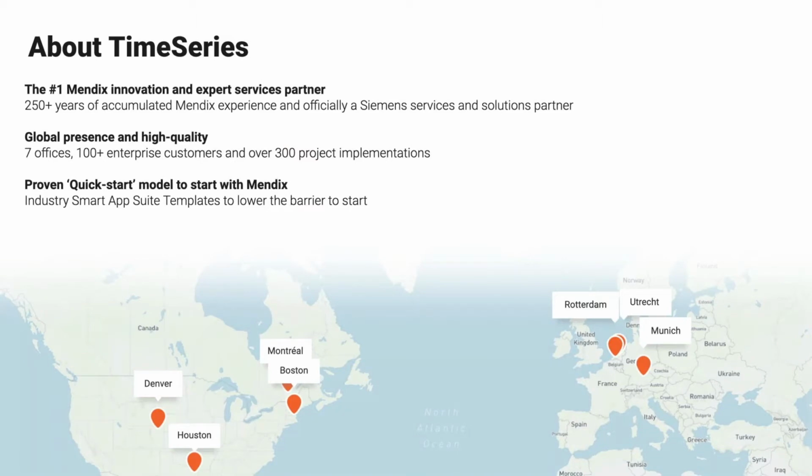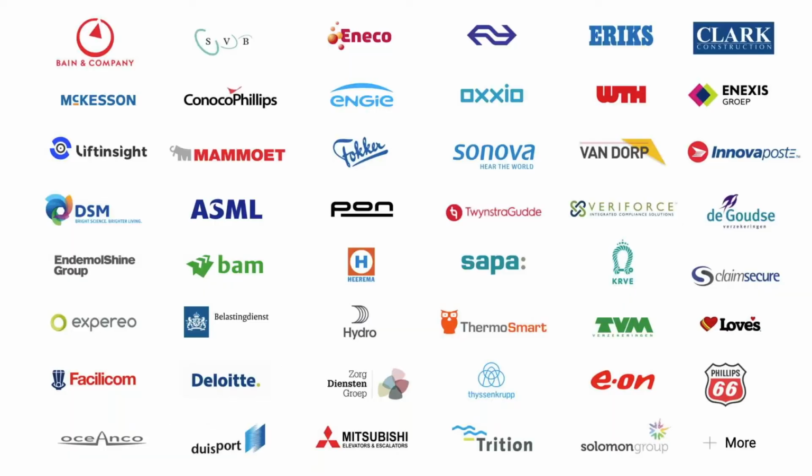I'm working for Timeseries. We're a Mendex company. We were founded in the Netherlands, but right now we're active in the US and in Germany and in Canada as well. We are over 140 people strong, and we have a background in both big data and IoT, as well as Mendex, and we often combine these two areas together to create really smart and context-aware applications. We do this for many different companies across the world, both big and small. So this is just an illustration of companies we work for.